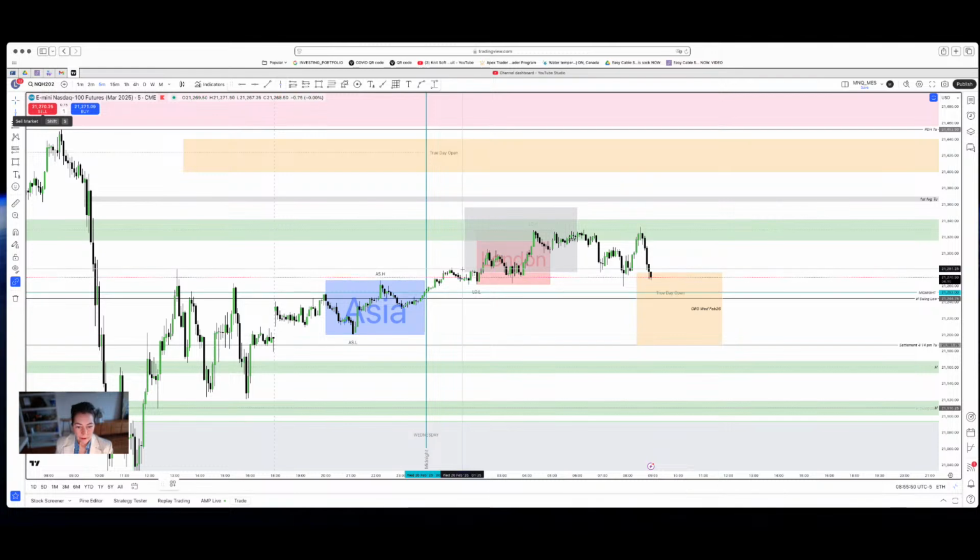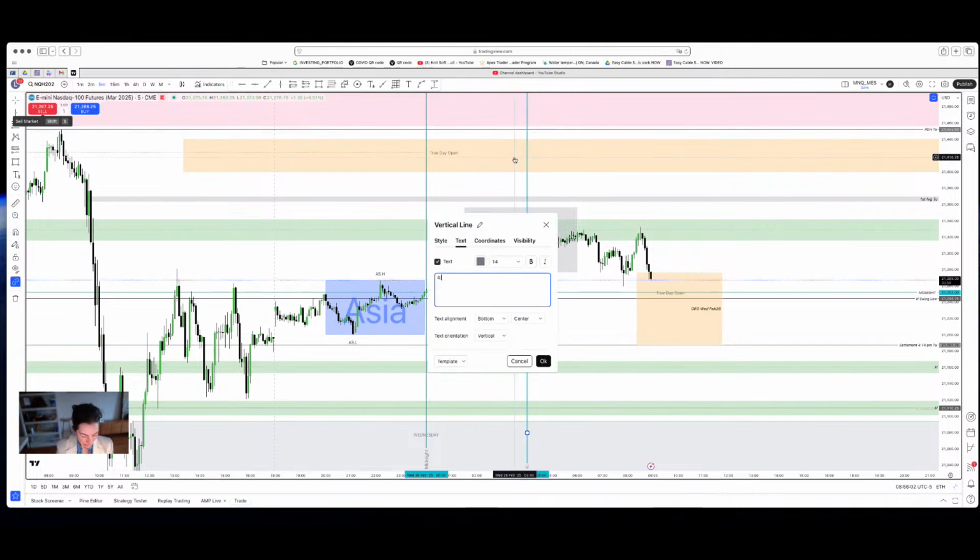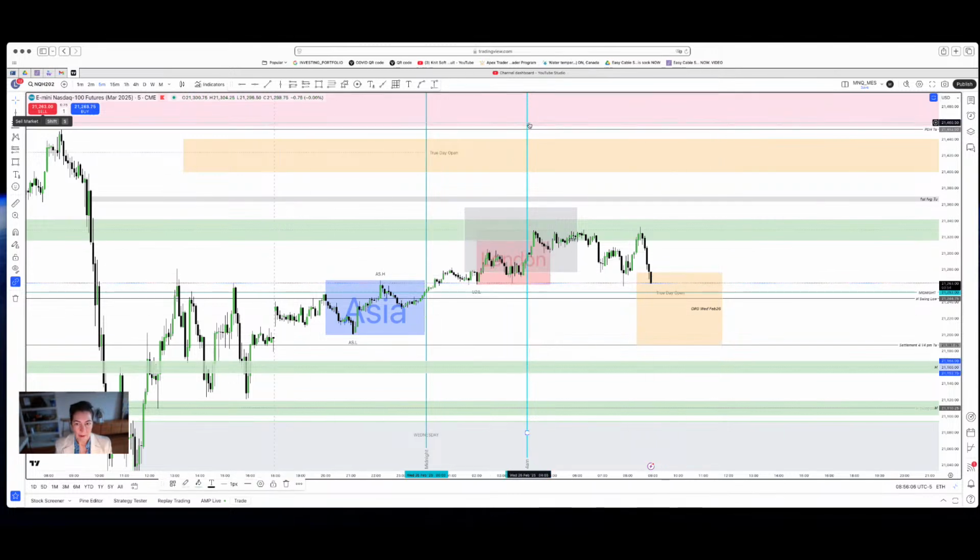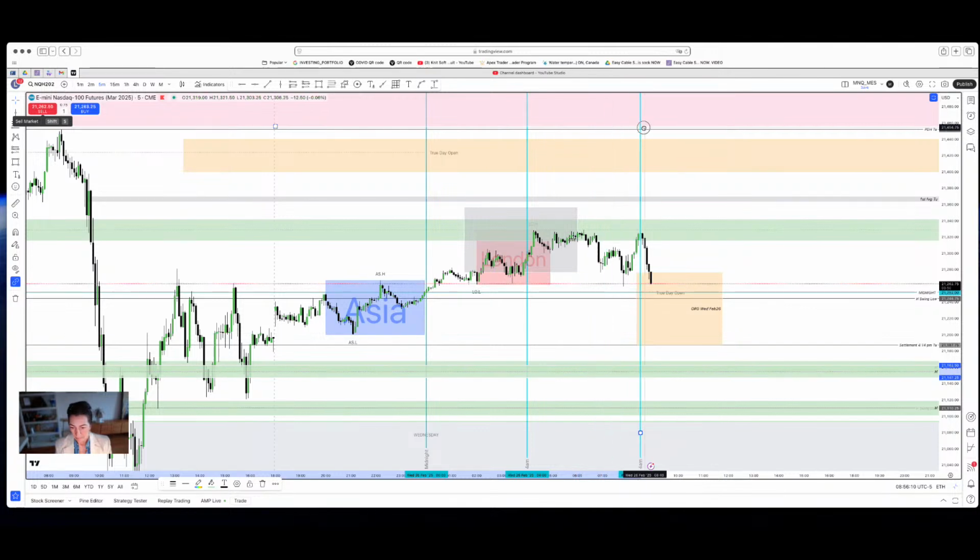Okay, then I like to put 4 a.m. because that's my pre-market start time. So I like to monitor the market between 4 a.m. and 9:30 open. So we'll just mark these as well. 4 a.m. and 9:30 open. And that's our 9:30.